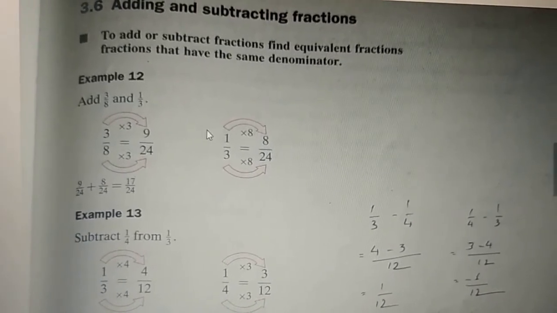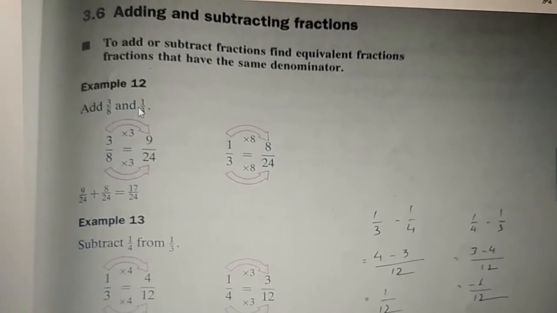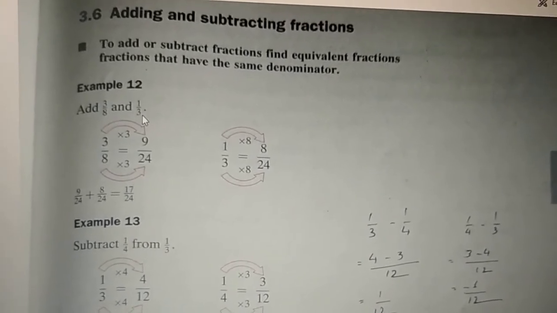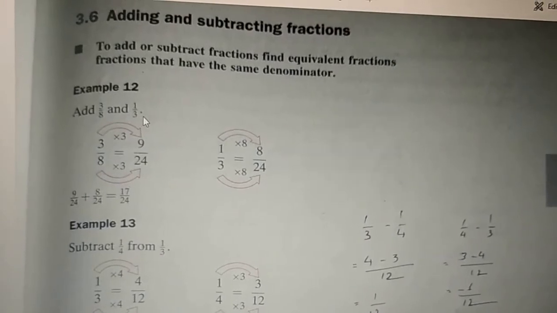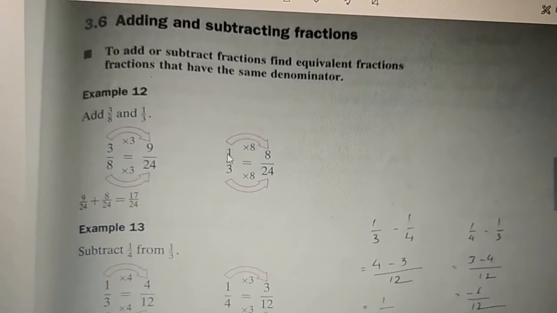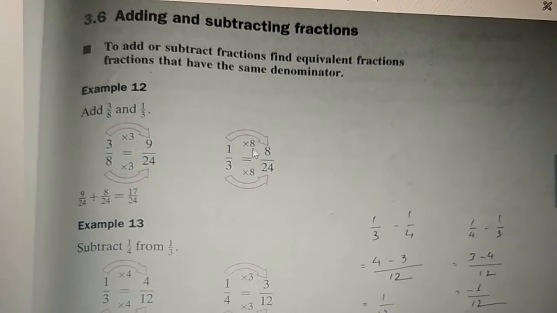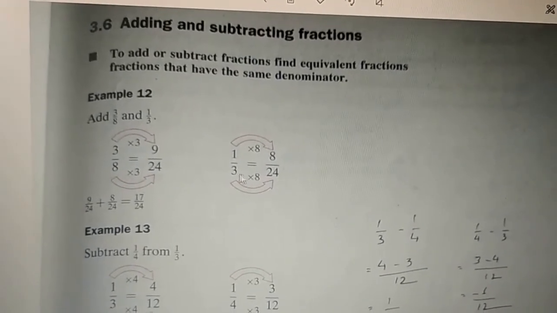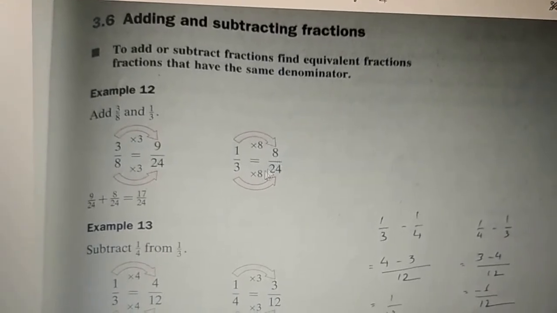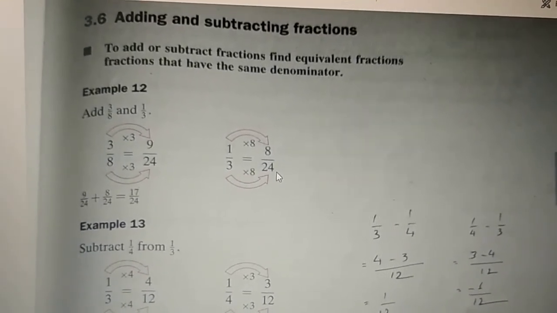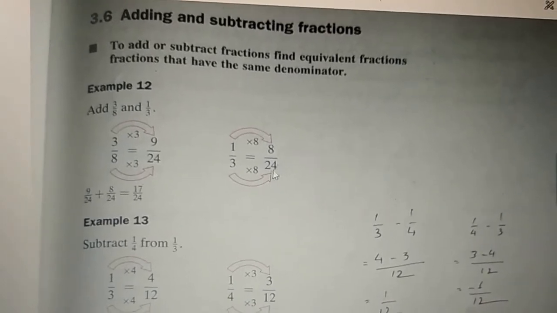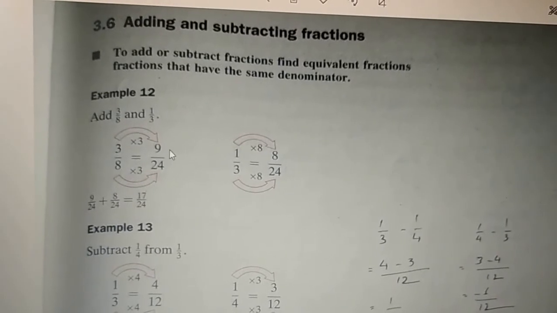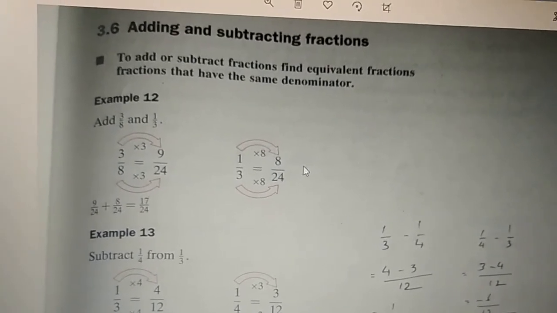In the case of the other fraction, 1 by 3, in terms of denominator 3 we have to multiply it with 8 to get 24. 3 times 8 is 24, so we have to multiply both the numerator and the denominator by the same number 8 so that we can get 24 as the denominator. So 1 times 8 is 8 and 3 times 8 is 24. So the fraction is 8 by 24. Now we have got two fractions after multiplying both the numerator and denominator: one is 9 by 24 and another is 8 by 24.